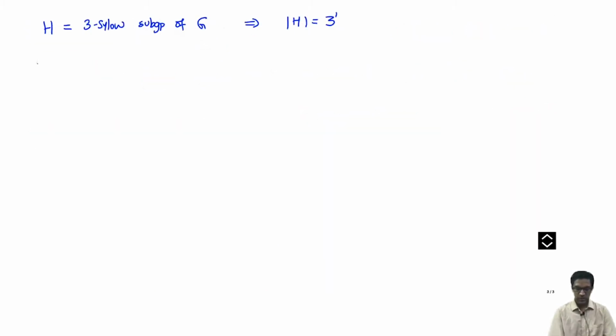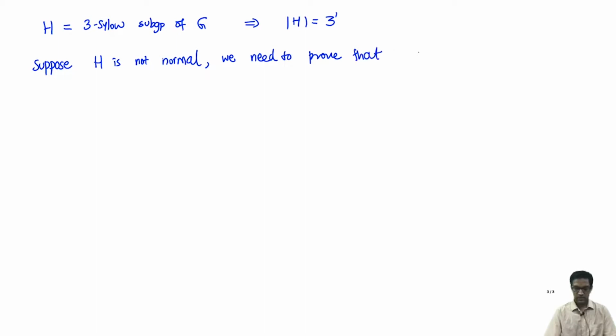Okay, so let's do it as follows. Let's assume that H is not normal. Suppose H is not normal. We need to prove that the group then is isomorphic to A4. Okay, so this is our goal. Let's try and use the Sylow theorems. So for a start, let's look at the third Sylow theorem. We'll first apply Sylow theorem number 3.